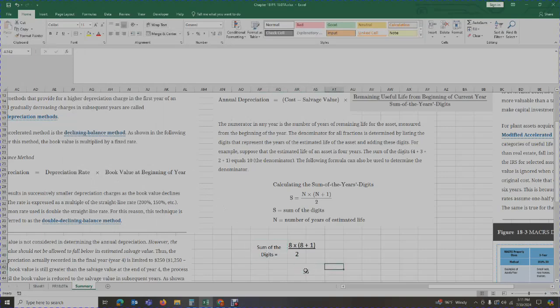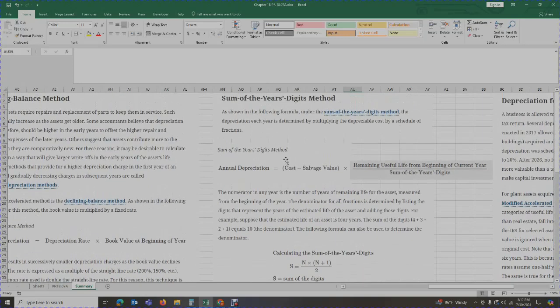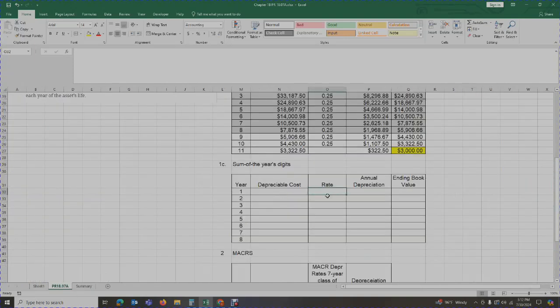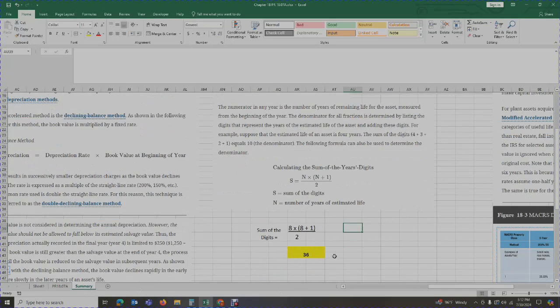That is the number that we're going to be using for my sum of digits based on this formula, 36. So down here we have information. The numerator in any year is the number of years remaining life for the asset measured from the beginning of the year. So what we're going to do is start off with the rate. We've already calculated the sum of years, which is 36. That is going to be my denominator. The denominator for all fractions is the sum of years. That is what we calculated.